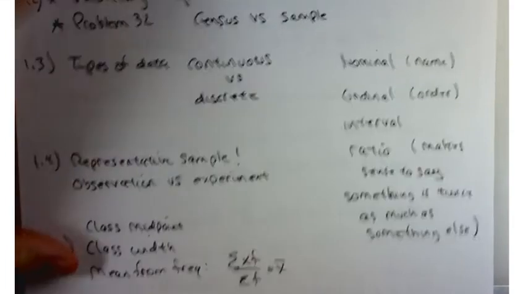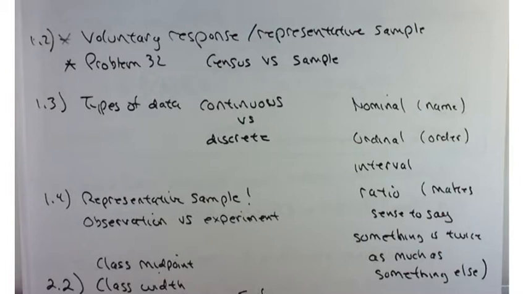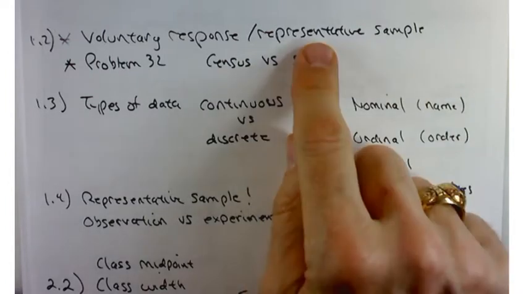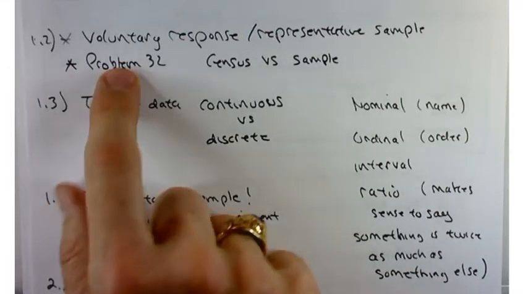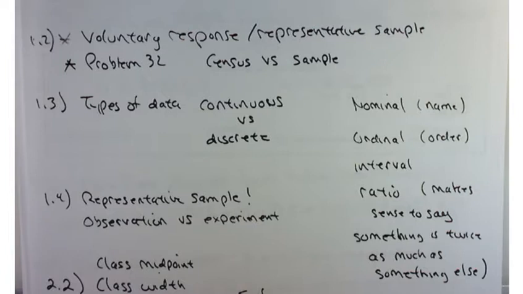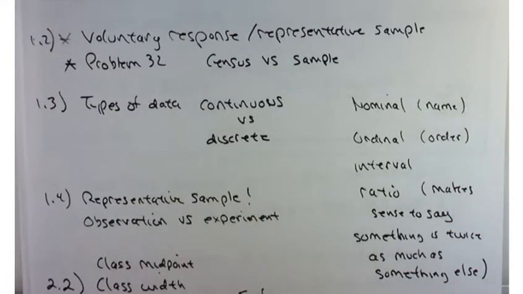So, things to be ready for. In section 1.2, one of the things we talked about was voluntary response. The problem with voluntary response is that your data is no longer representative of anything but the people who happen to choose to respond. So that's kind of a big problem. You might want to look at problem number 32 in section 1.2.